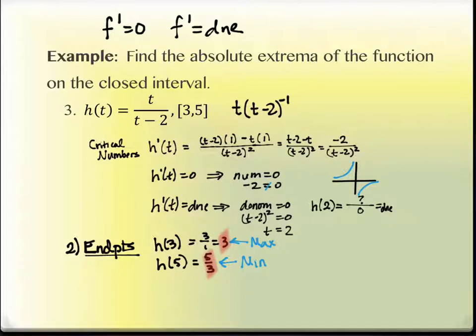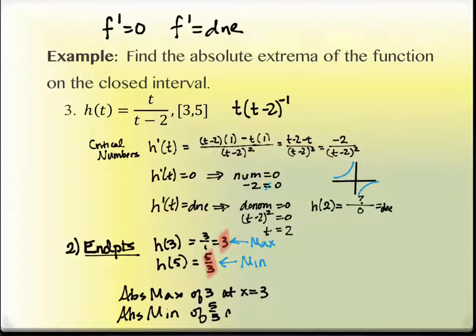Good. All right, so we would say that we have an absolute max of 3 at x equals 3. And we have an absolute minimum of 5/3 at x equals 5. Okay, any questions on that?